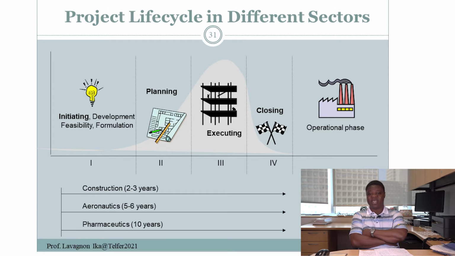Now, how about the project lifecycle in different sectors? So as much as the four phases might sound typical, you have differing project lifecycle in different industry sectors, but they all boil down to a typical initiation, planning, and execution and closure phases. So for instance, in construction, you might have a life cycle that typically takes 2-3 years. In aeronautics, you might have a life cycle that typically takes 5 or 6 years. In pharmaceutics, you might have a life cycle that takes up to 10 years. But, basically, the point is that you have different project life cycle in different industry sectors, but they all boil down to initiation, planning, execution, and closing.